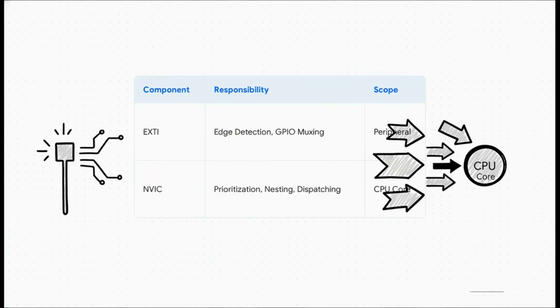The EXTI is a peripheral from ST Microelectronics. Its only job is to watch the physical world, the pins, and spot an event. The NVIC, on the other hand, is a standard part of the ARM Cortex-M core itself. It has no idea what a GPIO pin is. All it sees are incoming requests, and its job is to sort them, decide which is most important, and tell the CPU which chunk of code to run.